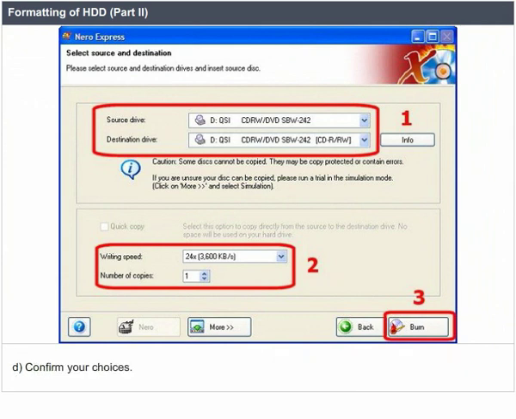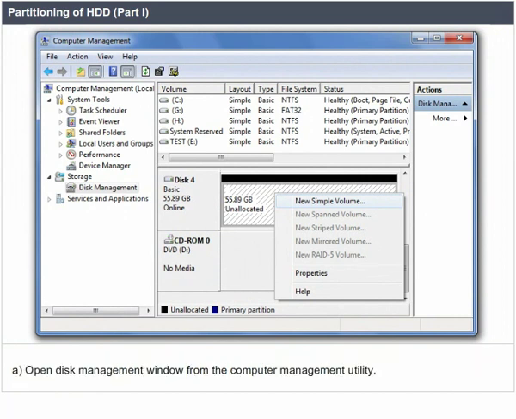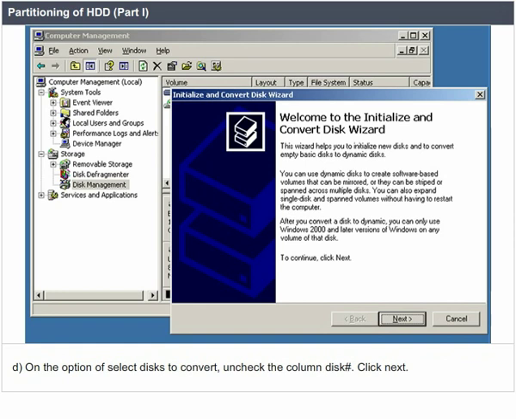Partitioning of HDD. Partitioning a hard disk drive means dividing it into parts and making those parts available for storage functioning. There is a simple process involved in partitioning the hard disk drive. The steps are: open the Disk Management window from the Computer Management utility. When Disk Management opens, the Initialize and Convert Disk Wizard will begin. Click on Next. On the Select Disk to Initialize tab, make sure the checkbox of Disk Hash is checked. Click Next. On the Select Disks to Convert tab, uncheck the column Disk Hash. Click Next. The Initialize and Convert Disk Wizard is finished. Click Finish.